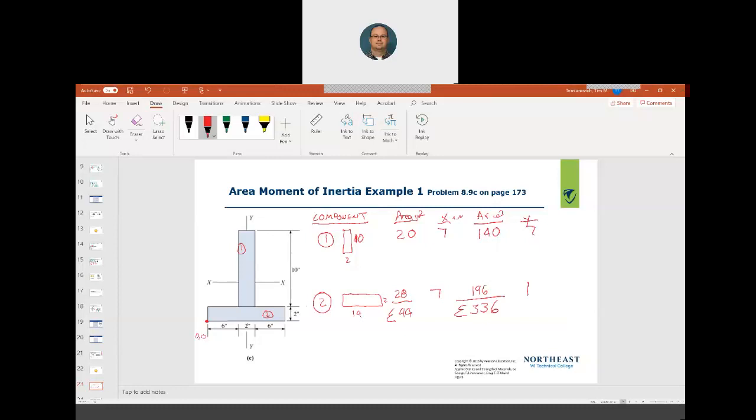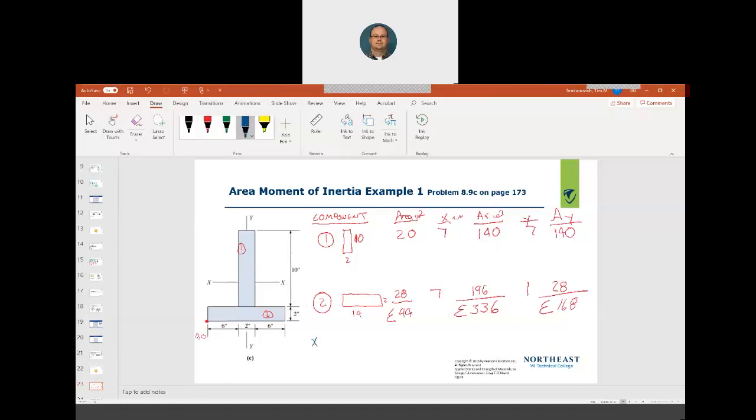Okay. So let's go area times the y distance. So 20 times 7 again is 140. And then 28 times 1 is 28. Remember, I'm always measuring from the origin. So 140 plus 28 equals 168. All right.